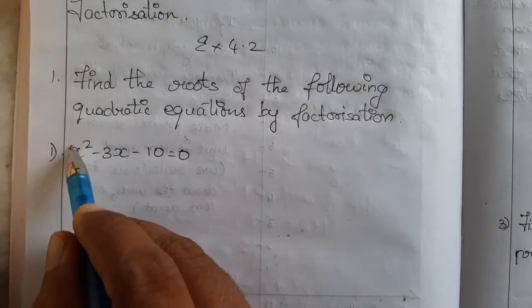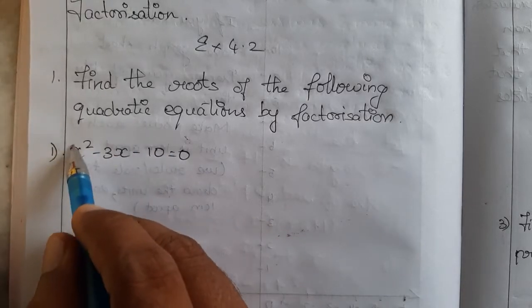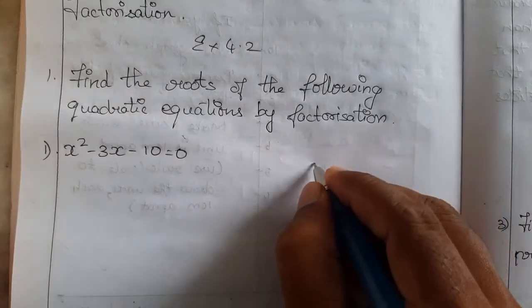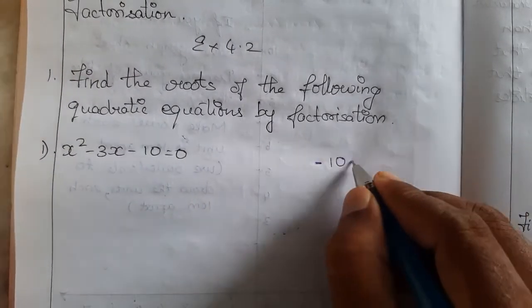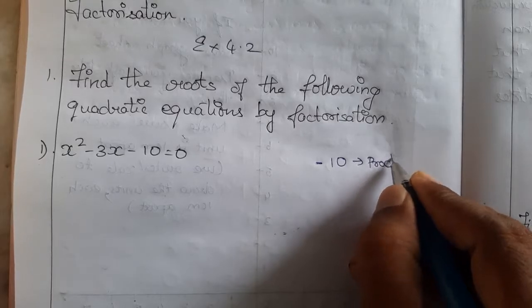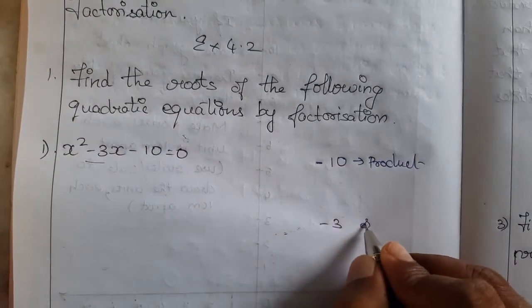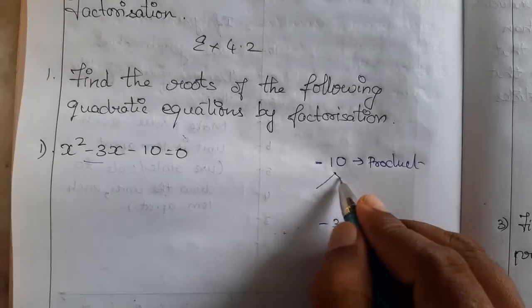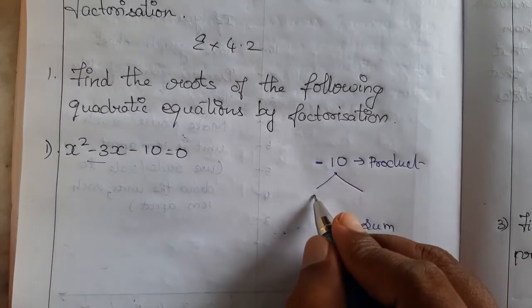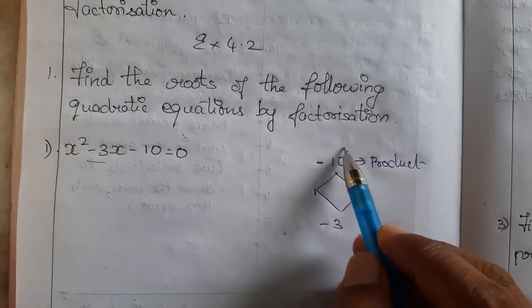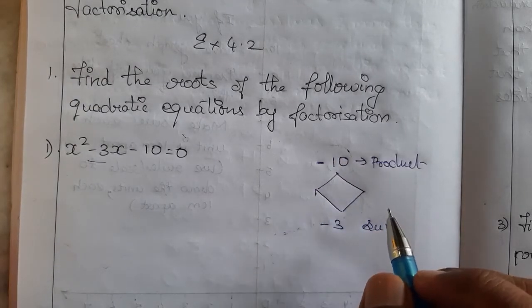So just multiply the coefficient of x² and the constant. Here the coefficient of x² is 1, so 1 multiplied by −10 is −10. So we need a product of −10 and a sum of −3. Any two numbers, if you multiply them, should give −10, and if you add them, should give −3. So find all the possibilities for the product 10.